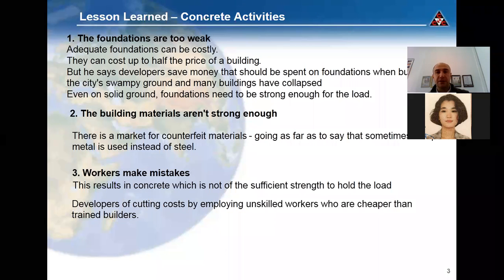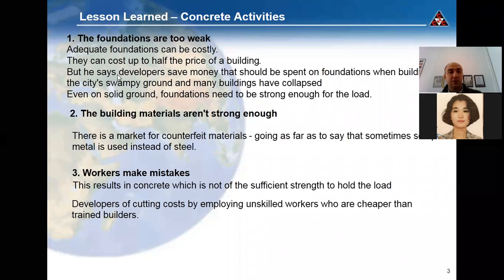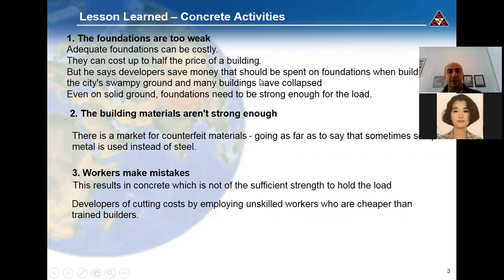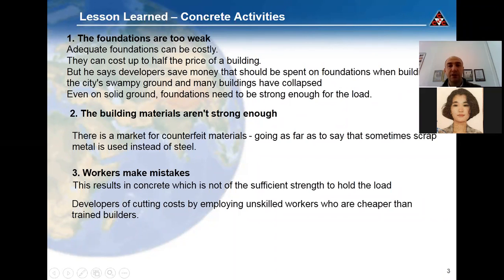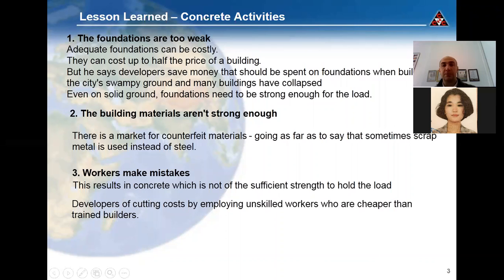Generally for these buildings, developers save money and should spend on foundations when building on the city's swampy ground, and many buildings have collapsed. Swampy ground is a really hard condition for construction. Approximately the same conditions we have in our regions, especially in our capital. So near our capital, there are swampy ground soil conditions.